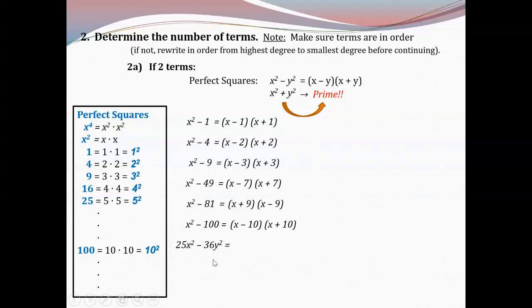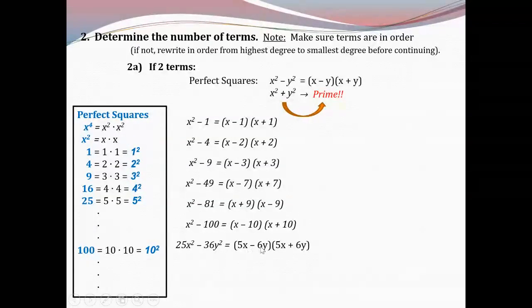5 minus x and 6 minus y. You're close. Okay, how about this one here? How about 5x minus 6y and 5x plus 6y, because 25 is a perfect square and so is x squared, so that'll be 5x. And 36 is a perfect square, which would be 6, and so is y squared, so it'll be 6y. So 5x minus 6y and 5x plus 6y. But you were very close.